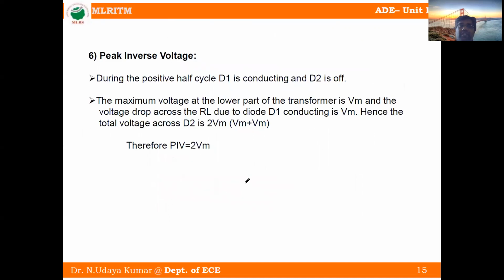Okay. Next, what is peak inverse voltage? Peak inverse voltage is the maximum voltage that the diode can withstand.